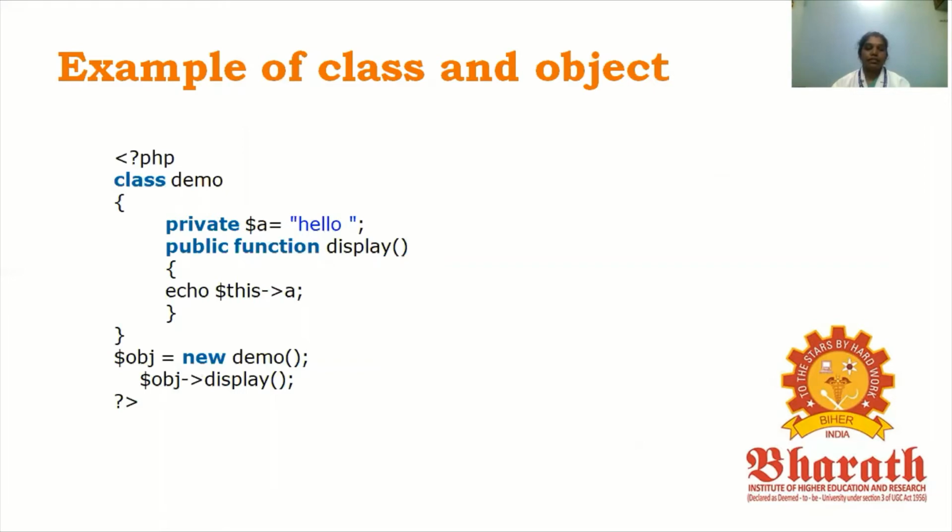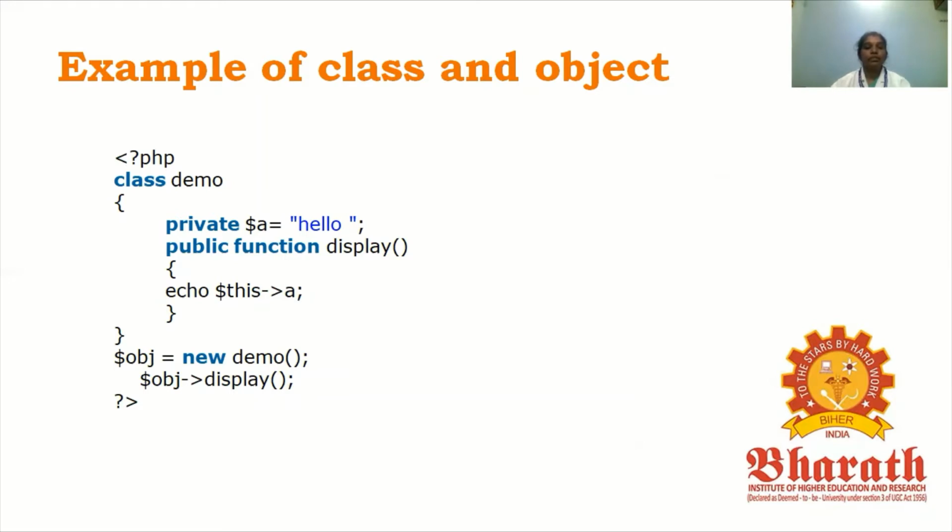After the class declaration, we define an object. So object is equal to new. You know that new is a keyword. What does it mean? It means we have created one object.